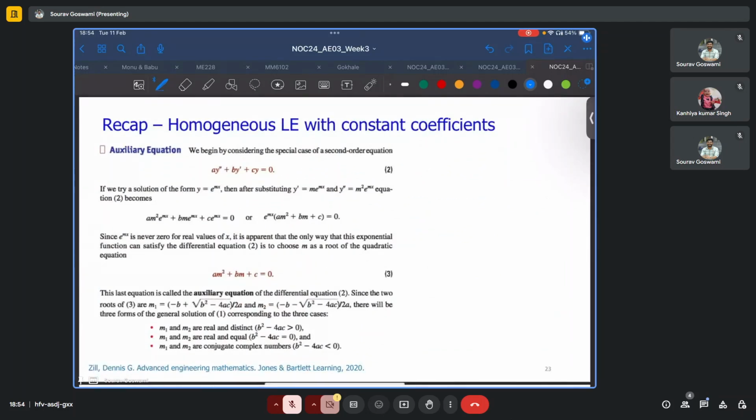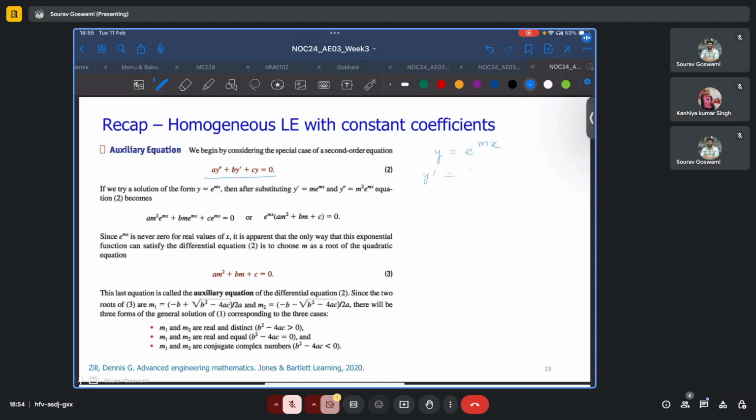And for the case where the coefficients of a homogeneous linear equation are constant, there is a well-laid out methodology for solving them, which most of us might already be familiar with. If the equation is of the form ay double prime plus by prime plus cy is equal to 0, where a, b, and c are constant coefficients, then we can start by assuming a solution of the form y equals e power mx.